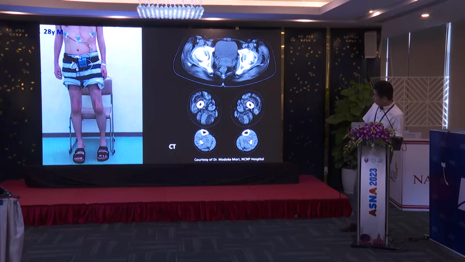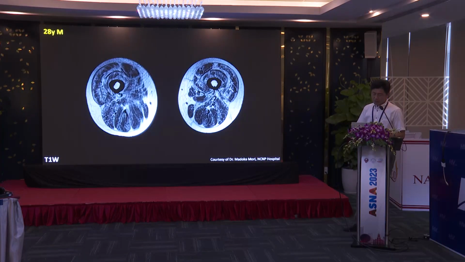So his CT, yes, again, quadriceps muscle is infiltrated by fat, while the gluteus muscle is, of course, a little bit affected, not completely normal, but much better preserved. So this is again compatible with his maneuver. So this is his MRI.